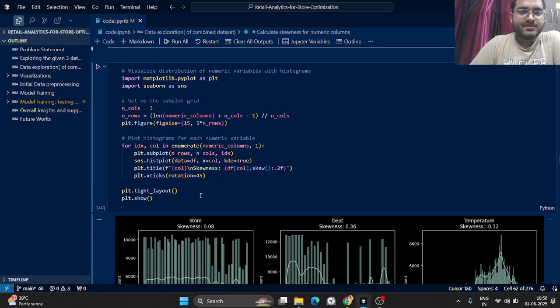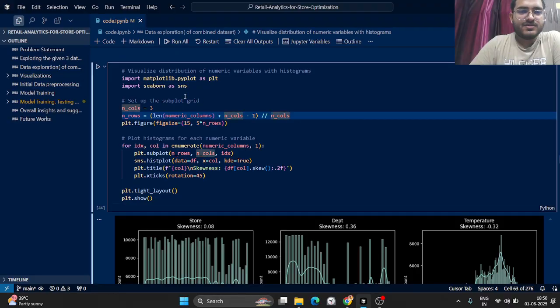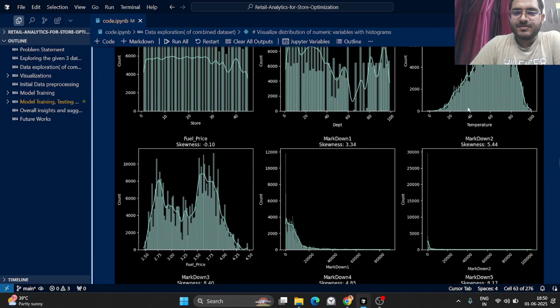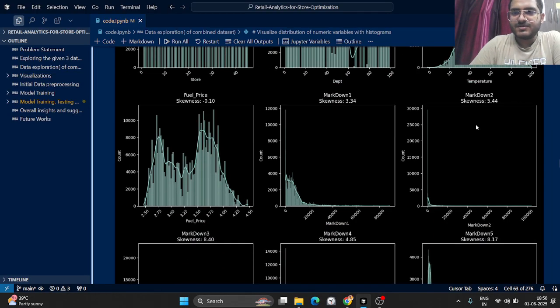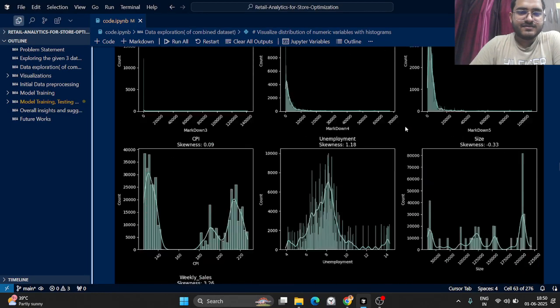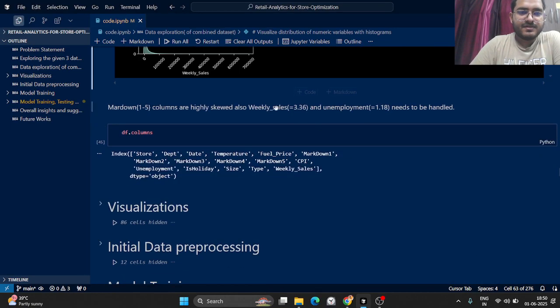Okay, so here we're just trying to visualize all the features we have in a single plot using the subplots concept. The skewness for store, for department, for temperature, for the markdowns, we have very high skewness. In one case it went up to 8, which is too much.